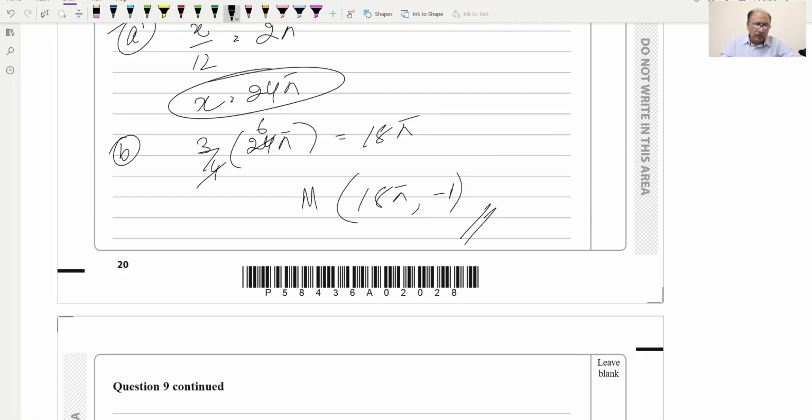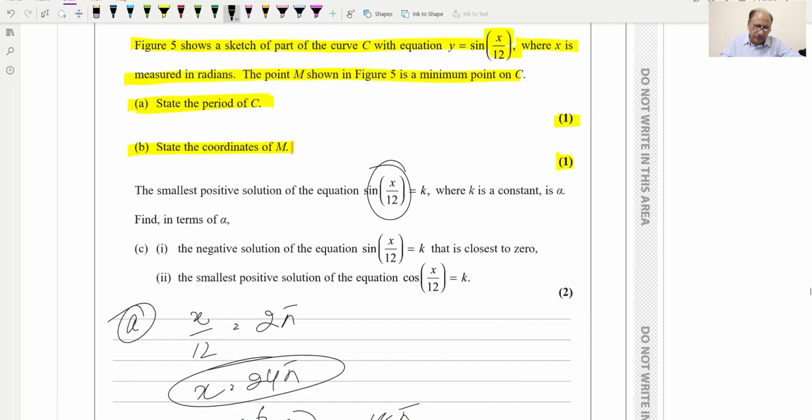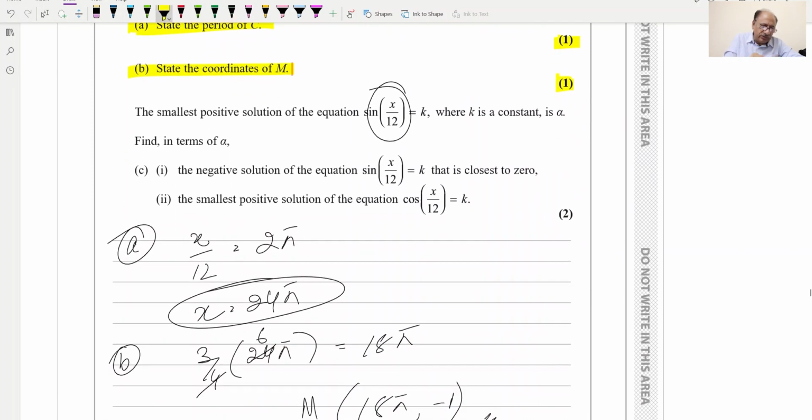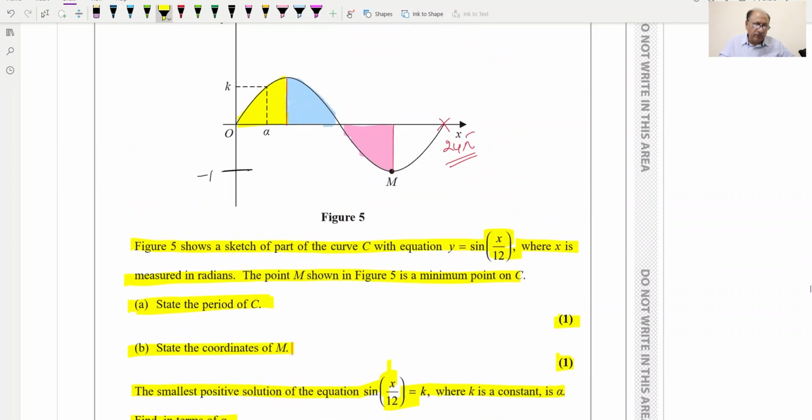Now the next point is the smallest positive solution of the equation equal to K, where K is a constant, is alpha. Find in terms of alpha the negative solution of the equation that is closest to 0. So what will the negative solution be?